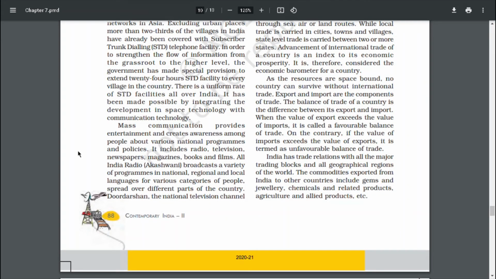Mass communication provides entertainment and creates awareness among people about various national programs and policies. It includes radio, televisions, newspapers, magazines, books and films. All India Radio Akashvani broadcasts a variety of programs in national, regional and local languages for various categories of people spread over different parts of the country.